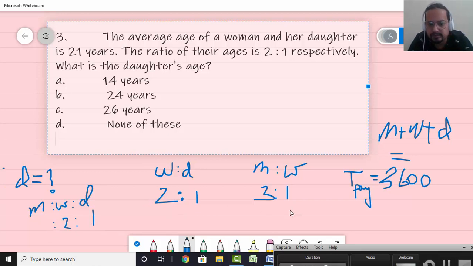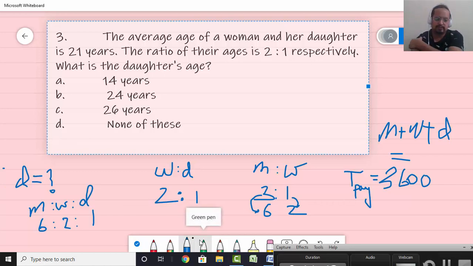Now when the women is 2, man is how much? So women is 1, man is 3. So let's multiply here. When the women is 2, multiply 3 with 2. So when the women is 2, how many men required? 6. So if you look at the ratio of the work that they can do, this was the ratio of work. So the ratio becomes 6 is to 2 is to 1. So take it as 6x, that is the work man will do, 2x is the work women will do, and 1x is the work daughter will do.